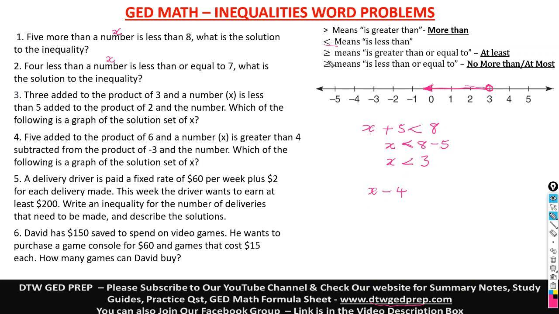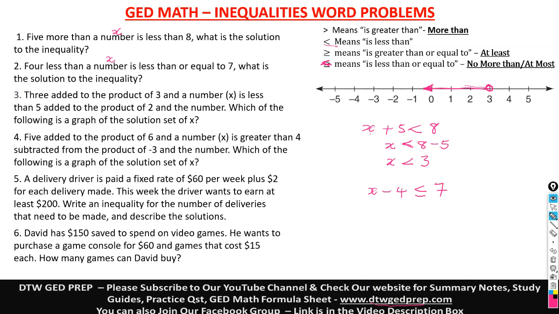Oh, this is wrong. This should be this way. I should correct this slide. All right, this should be this way. So we have this. So x, 4 less than a number, that is x minus 4, is less than or equal to 7.